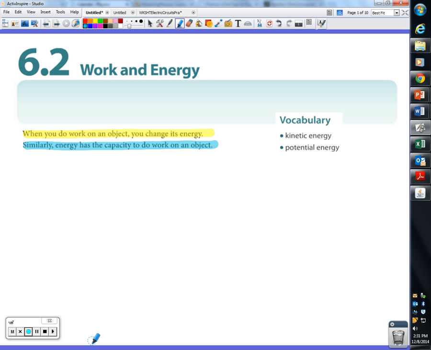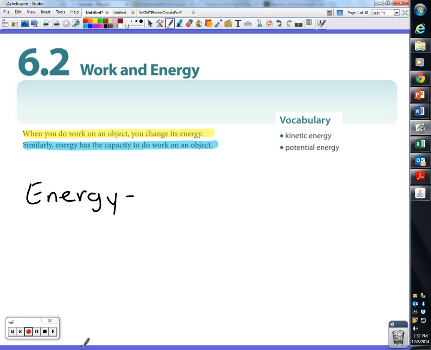So now we've gone from, okay, I know what work is, and I know how to calculate work, but I don't really know what it is, to, okay, well, work changes energy, but now I don't know what energy is. And so, before we go any further, let's talk about energy.